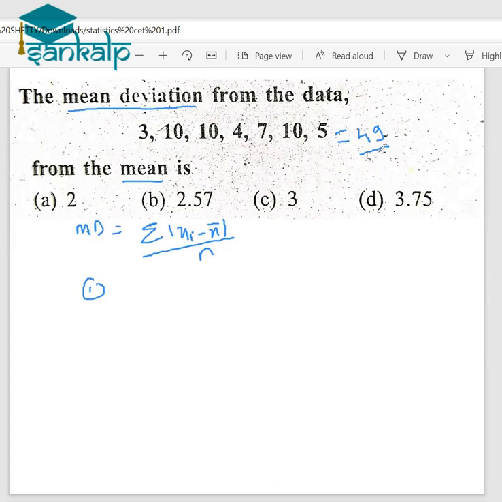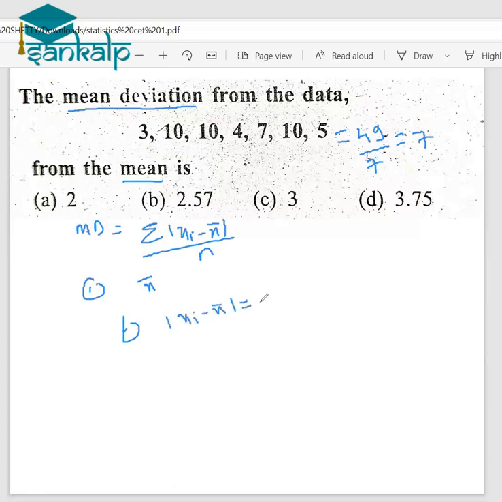The number of scores is 7, so 49 upon 7 will be equal to 7. Next, we need to calculate the deviations. The first step, we have calculated x bar. The second step, we need to calculate mod of xi minus x bar.